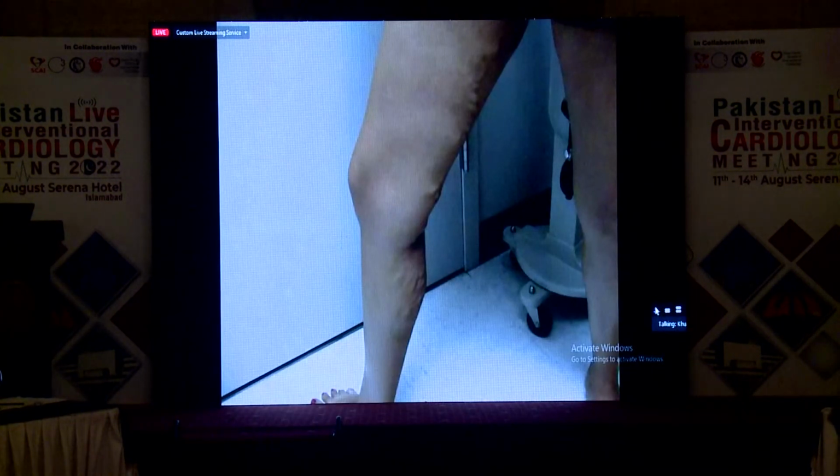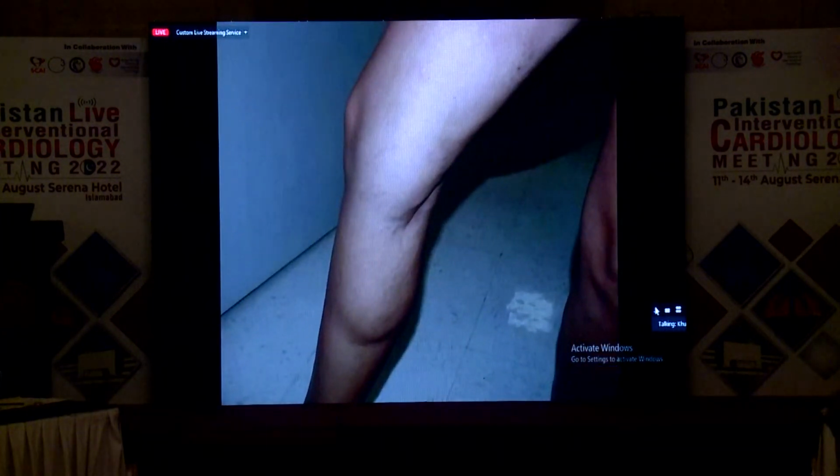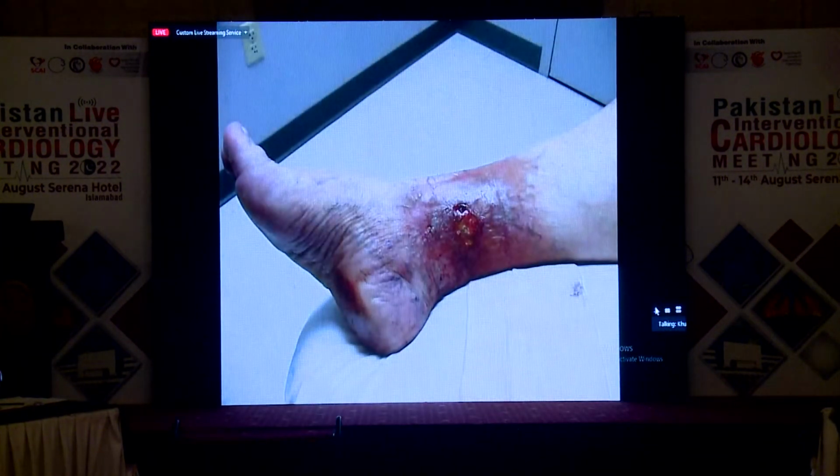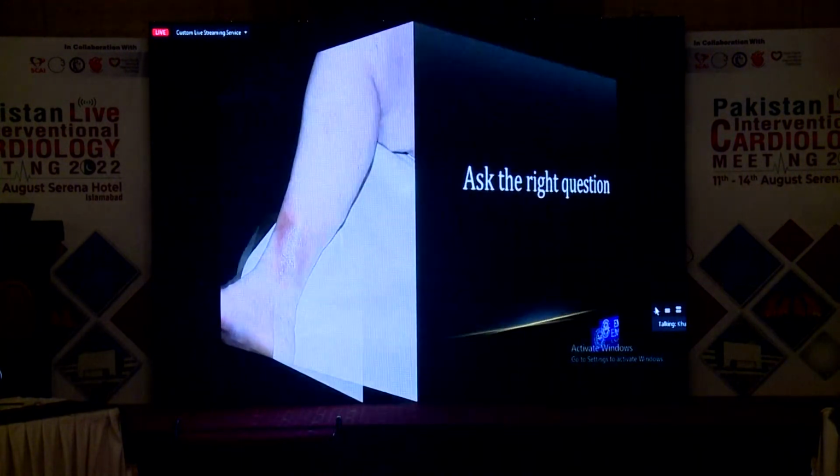So this is how a varicose vein looks. This is after treatment. This is the venous stasis ulcer that we treated, and he healed up and has had no more problems.